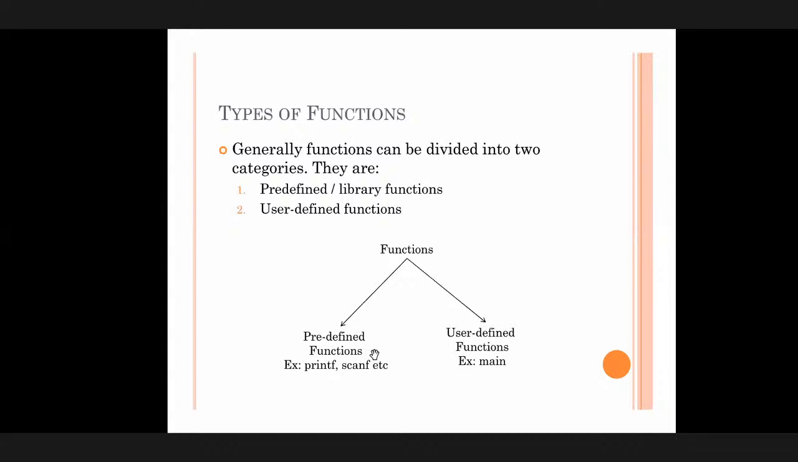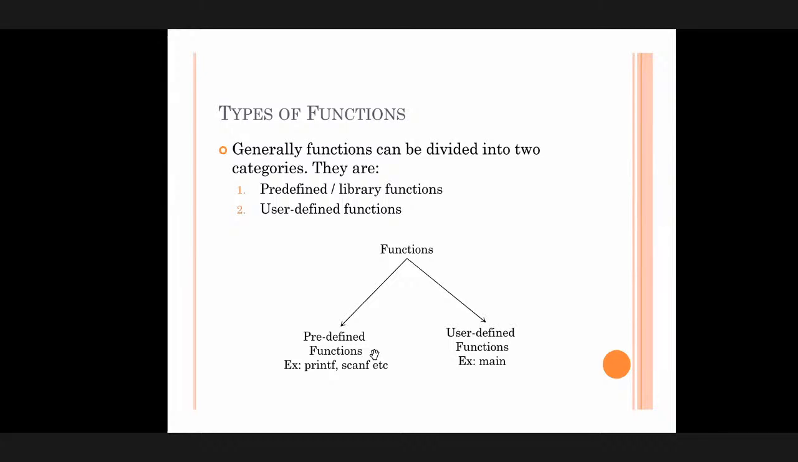Generally, functions are of two types: predefined functions and user-defined functions. Predefined functions means any programming language defines some set of functions. Those functions are called predefined functions. Examples of predefined functions are printf, scanf, getch, getchar. All of these are predefined functions.